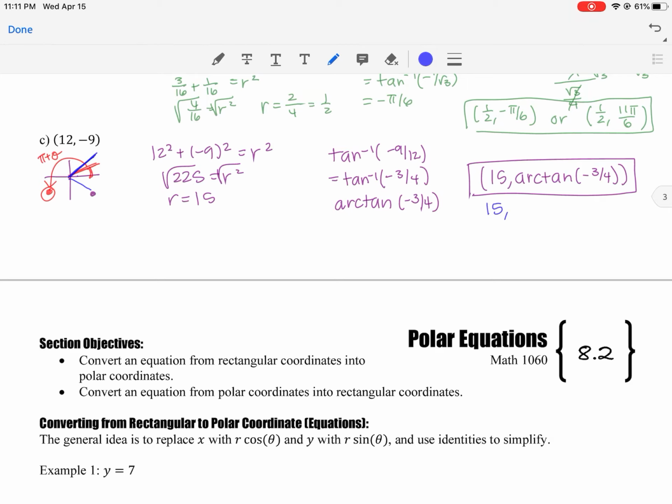So another way to write this is 15. And then we'd have arctan of positive 3/4, but this gives us this direction, and we want to go all the way over here. So think about that as a whole rotation of 2 pi minus what we have there. So that would be another way to write this answer.